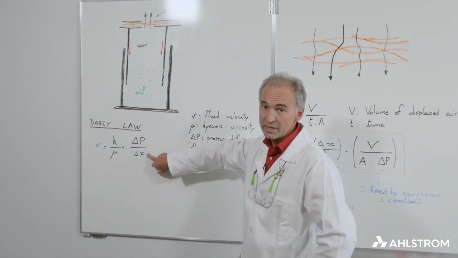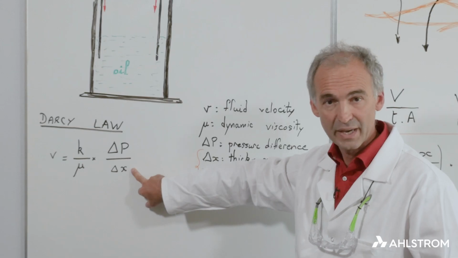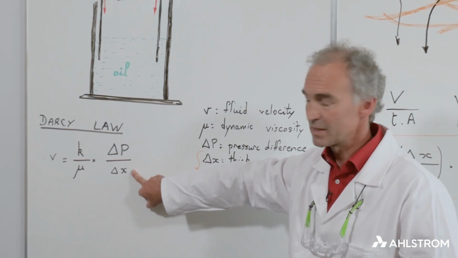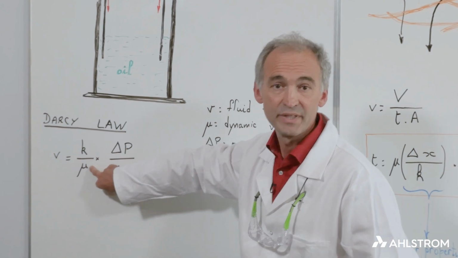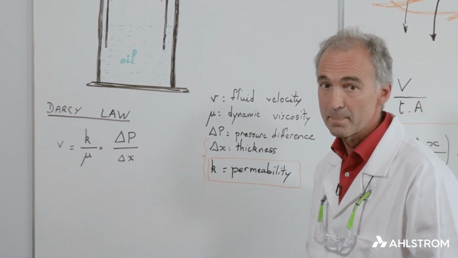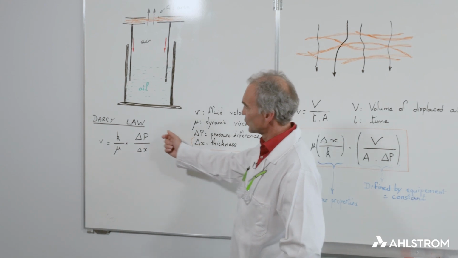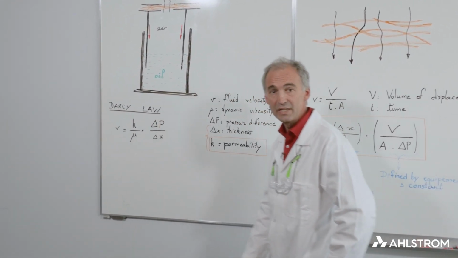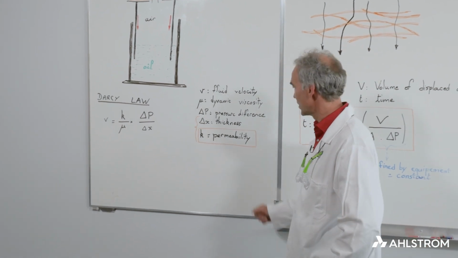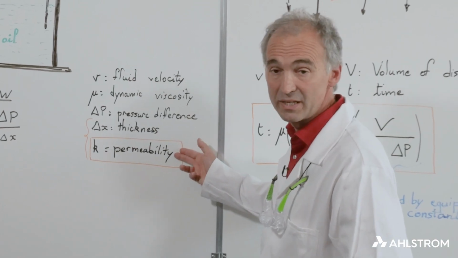For sure, we need to consider the thickness of the material, delta x, and we also need to consider the dynamic viscosity of the air. We see in this law that we have a coefficient, K. This coefficient is the scientific definition of the permeability of the material.